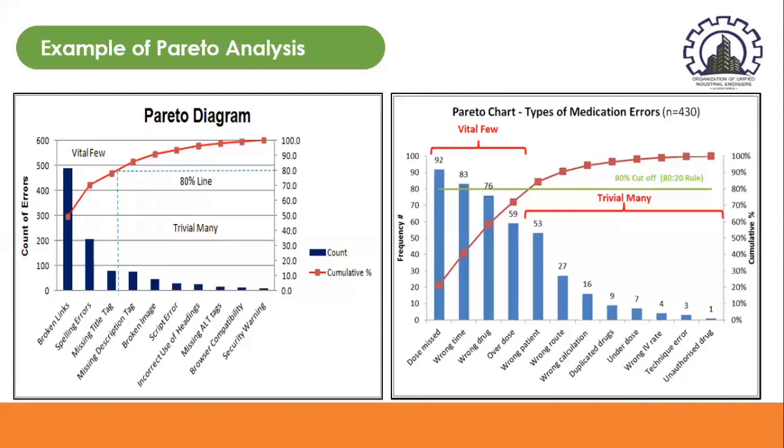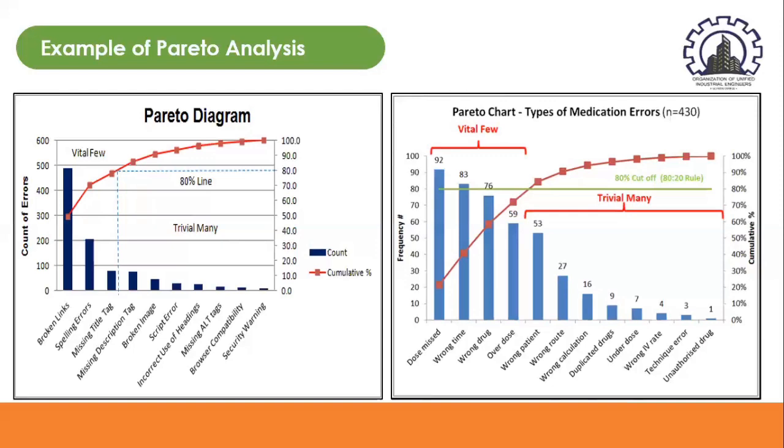Now, what do we mean by vital few and trivial many? If you notice, a Pareto analysis is somewhat like a prioritization. So if you conduct a certain study in regards to defects or errors, based on our example number 1, as you can see, the top 3 errors that we have are broken links, spelling errors, and missing title tag. And these 3 errors are under our vital few, okay?